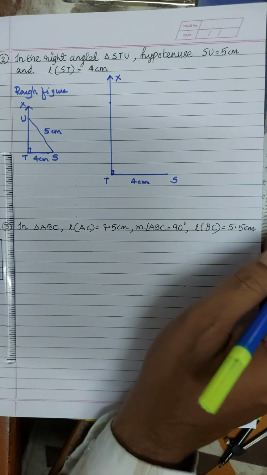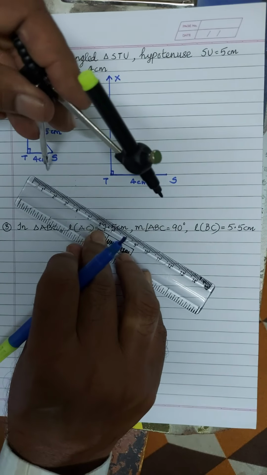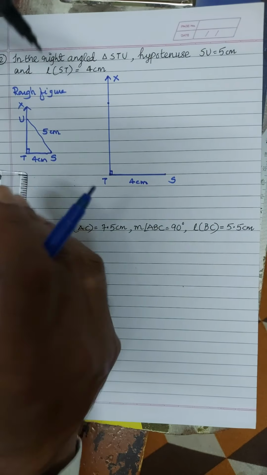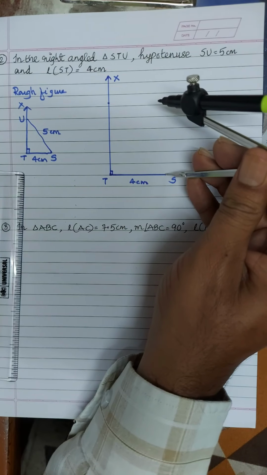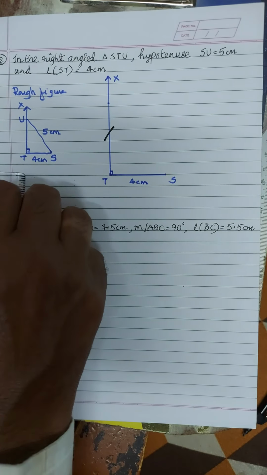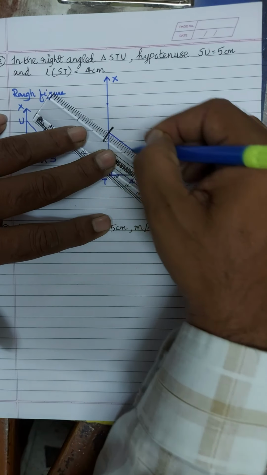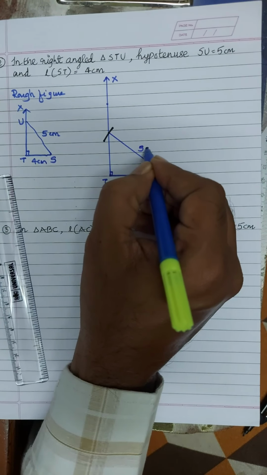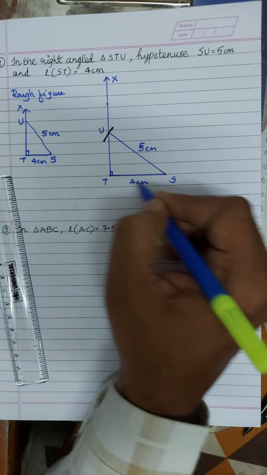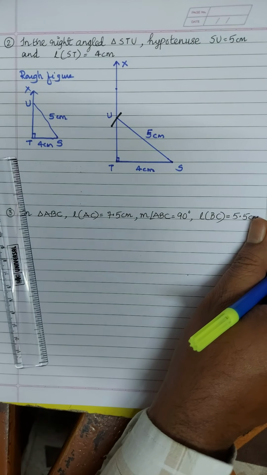Then after that we need to take 5 centimeter using the compass. See, I have taken 5 centimeter. Putting on S, we draw an arc of 5 centimeters. We got a point of intersection here. We join this point and this point. So this is our required triangle. This is 5 centimeter, and this is U. STU is our required triangle. I hope you are getting it.